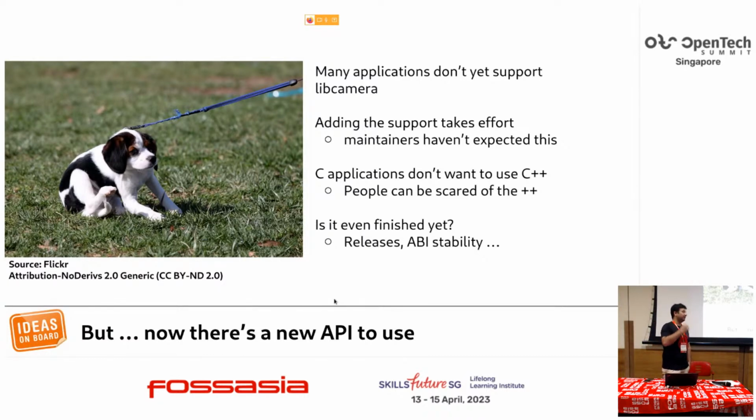We live in an age where upstreaming itself is a difficult task. There are many BSPs, and BSP kernels and drivers are floating around. C applications don't want to use C++. Libcamera is written in C++, but we are working on language bindings as well. Is it finished? Not yet, but we do have releases. We are not guaranteeing ABI stability yet.